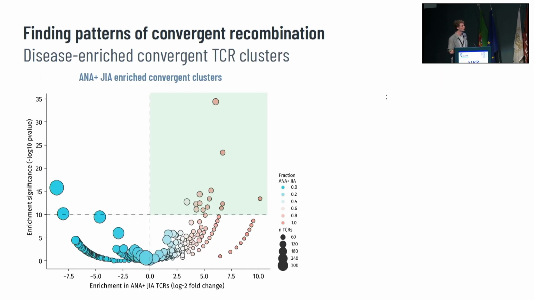So each cluster is a dot again, and we are looking at the enrichment of TCRs coming from the ANA-positive patients within our dataset. And as a validation, we said, okay, let's now look at our own data and see the overlap between these clusters.